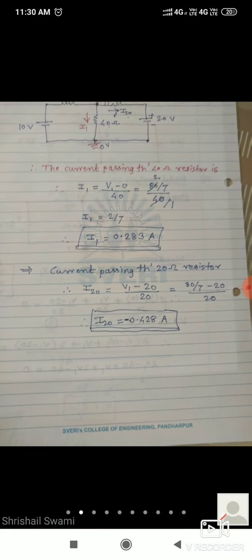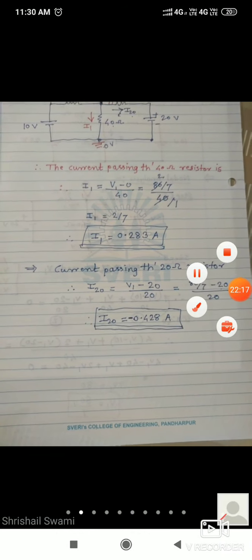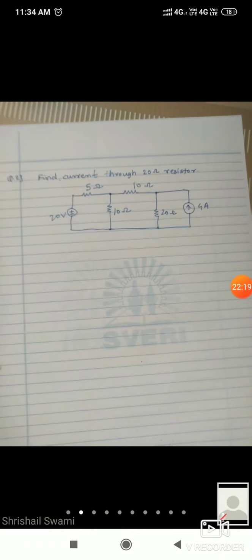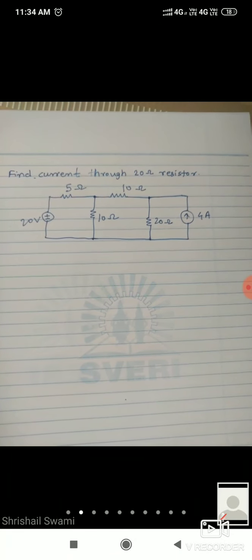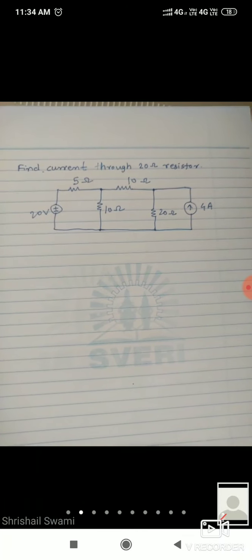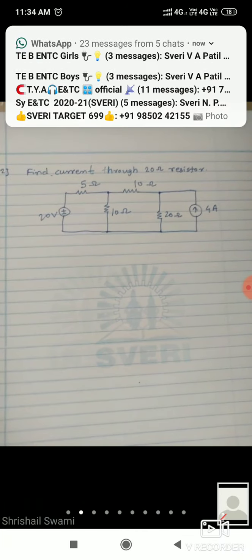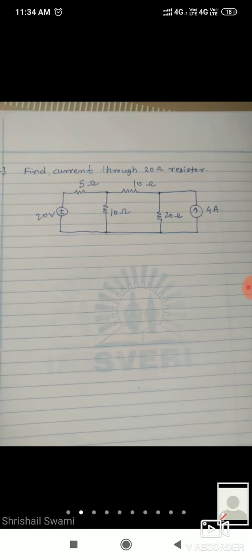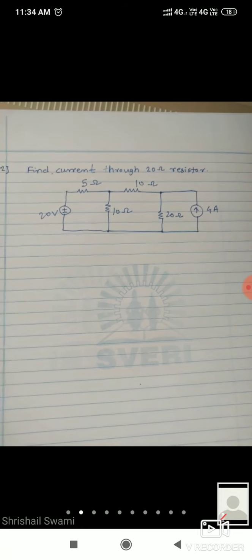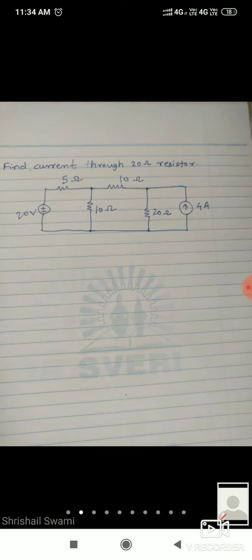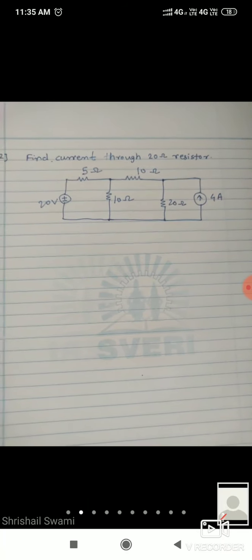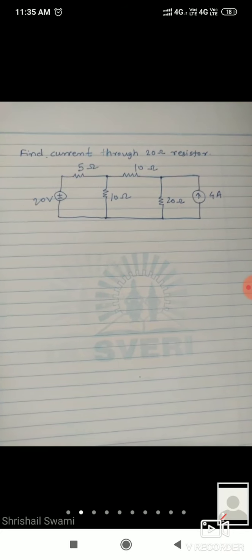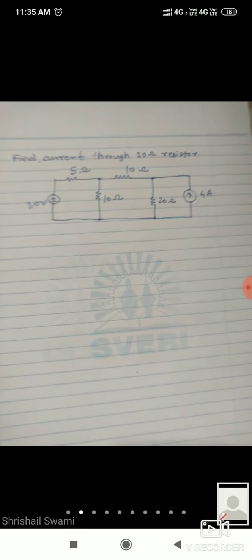Now what can we do here? Okay, now this is the second problem. Find out current passing through the 20 ohm resistor. So this will be the circuit diagram given here. A 20 volt source is there, and second will be the 4 ampere current source. So how many resistors are there? 4 resistors are connected in series and parallel. So what is the question? Find out the current passing through 20.